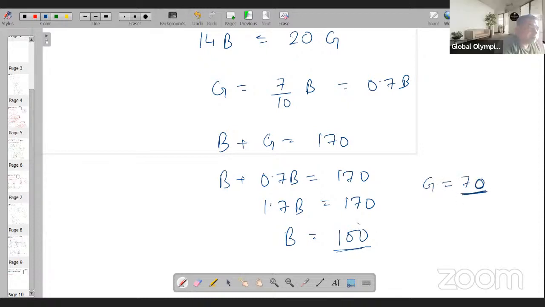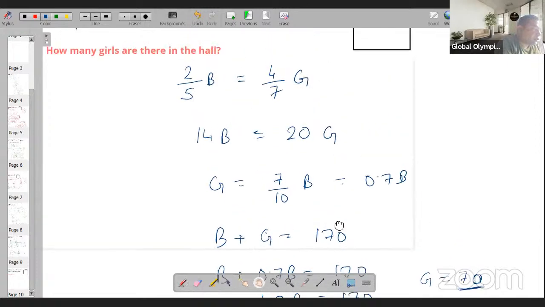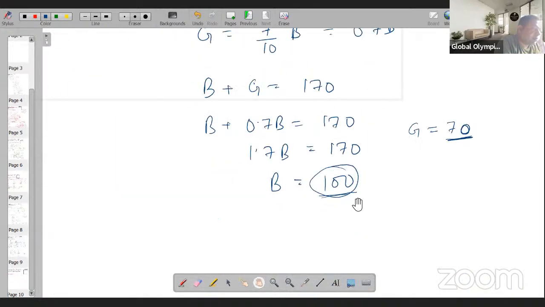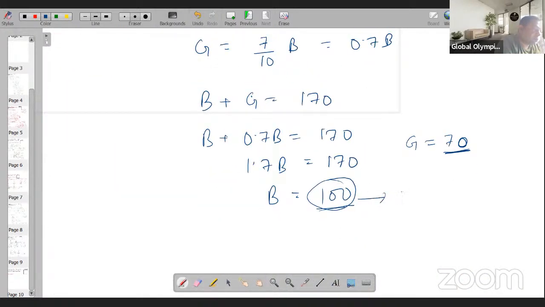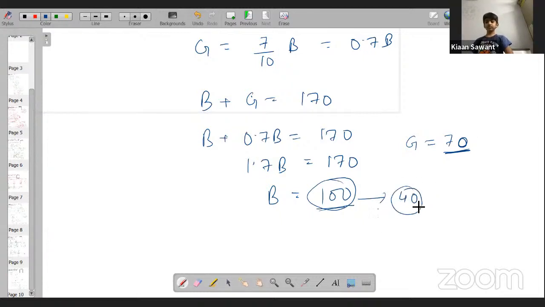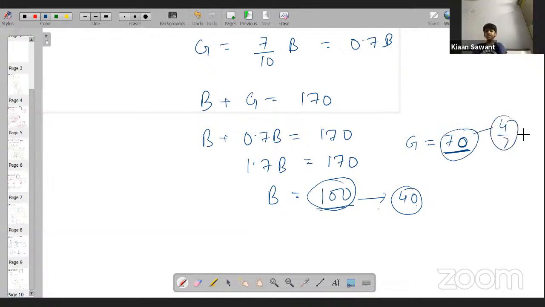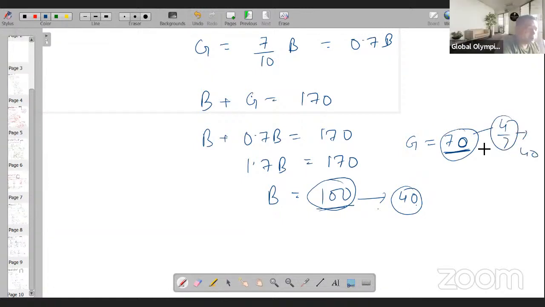Let's check it out. What fraction of boys do not wear spectacles? 2/5 of the boys. So 2/5 of the boys will be 40, correct? 2/5 of the boys are 40, and 4/7 of girls is again 40. So the answer is correct, 70.